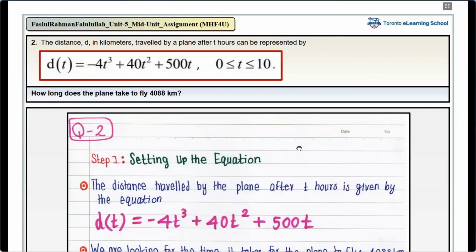Question number 2. The distance d in kilometers traveled by a plane after t hours can be represented by d(t) equals minus 4t cubed plus 40t squared plus 500t. How long does the plane take to fly 4,088 kilometers?